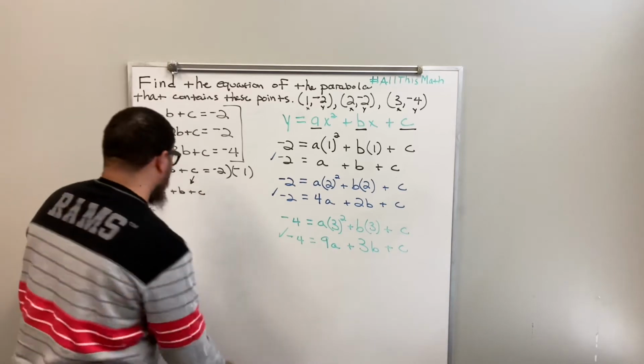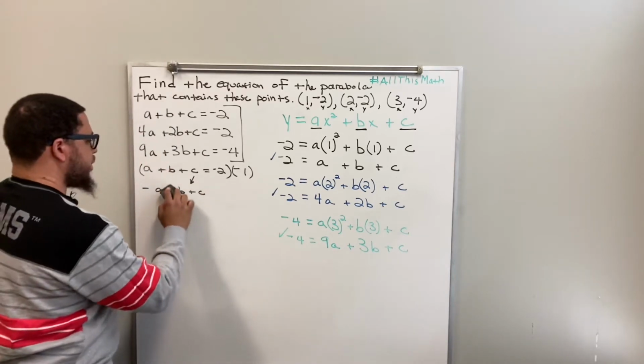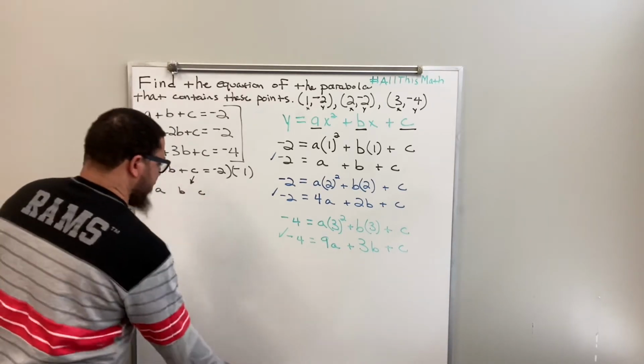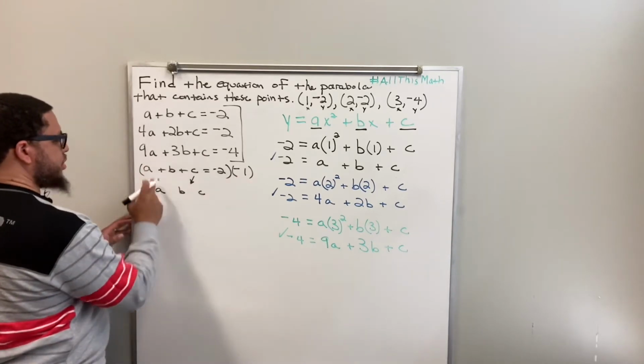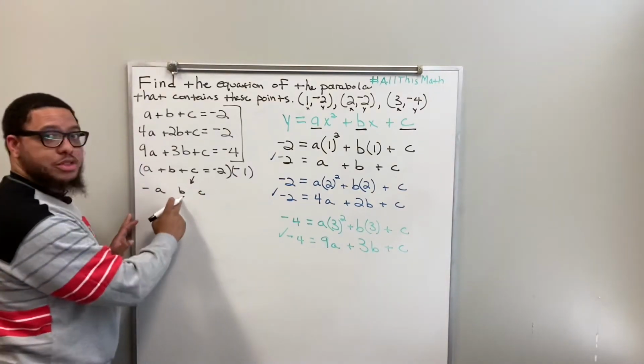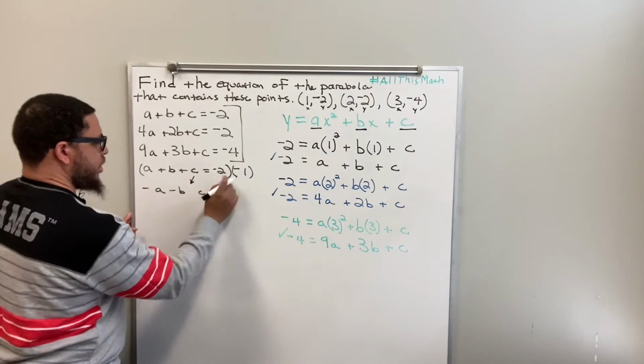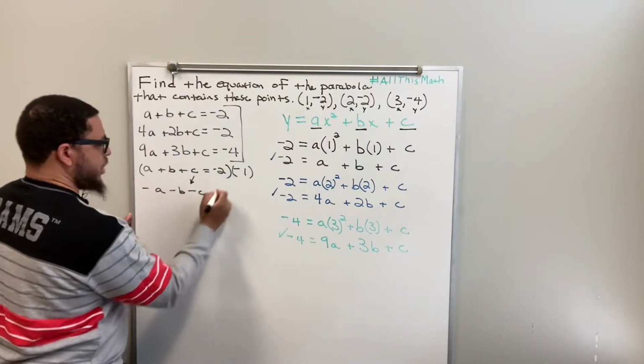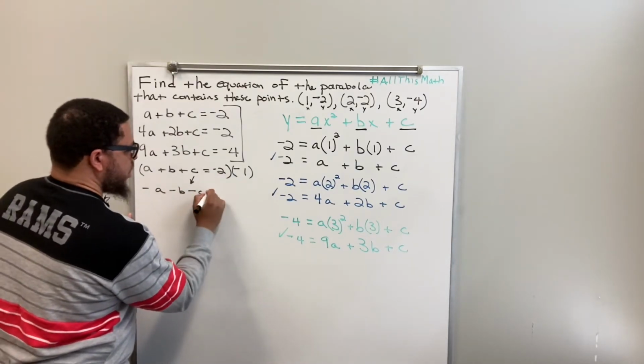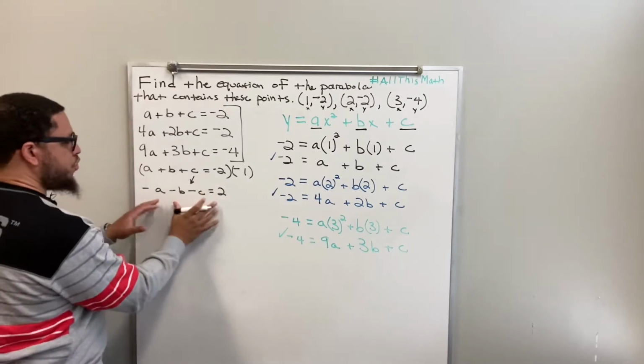Hold up, I'm tripping. It's -A minus B. Yeah, see? -1 times A is -A. -1 times B is -B. -1 times C is -C. -1 times -2 is +2. So that's my new first equation.